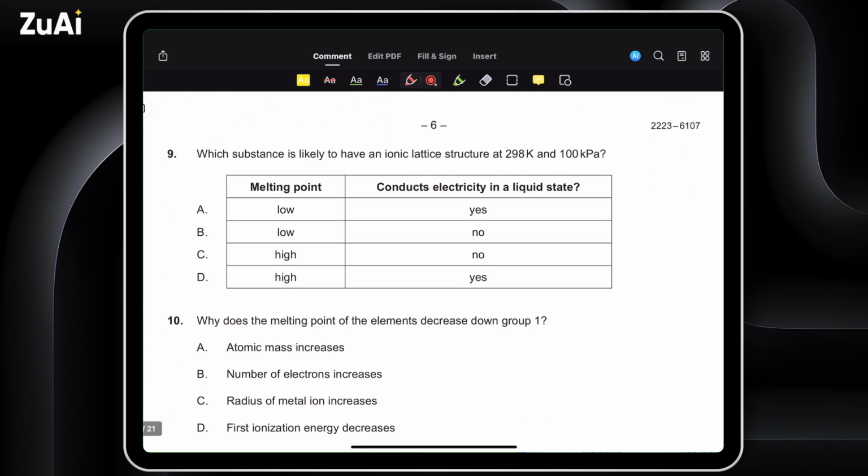Which substance is likely to have an ionic lattice structure at 298 K and 100 kilopascal? So 298 means room temperature.